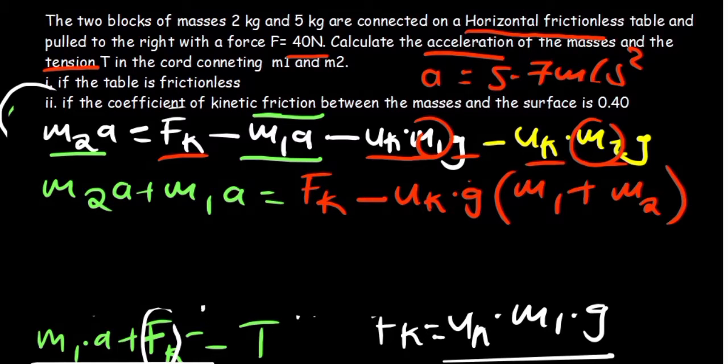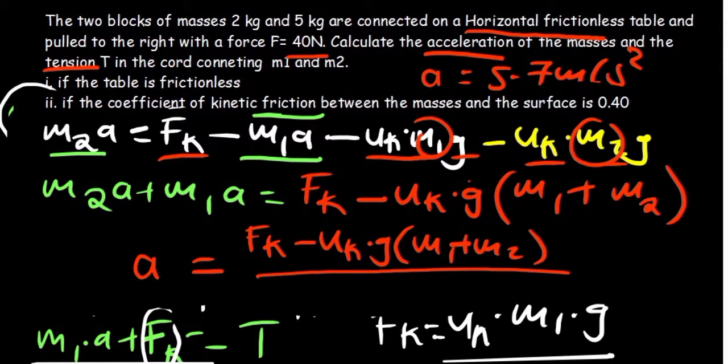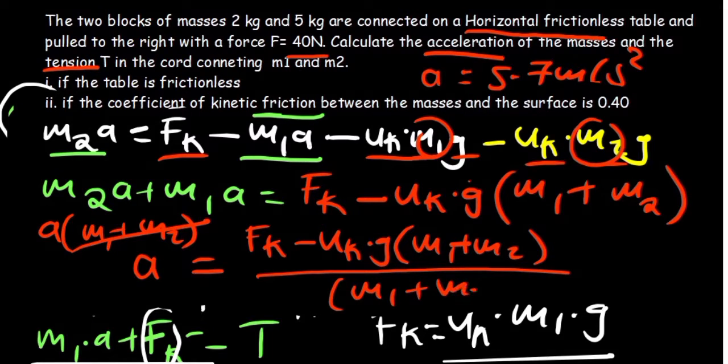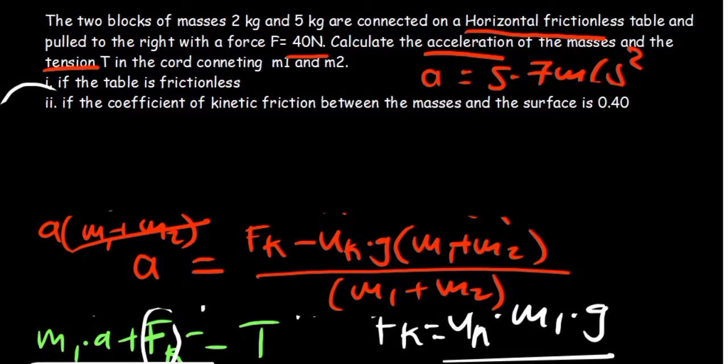Making our acceleration the subject, what do we have? Our a is going to be the force applied minus mu k g times m1 plus m2, divided by, on the left hand side, what we are factorizing is a. If you factorize a, what you remain with is m1 plus m2 in brackets. So we divide both sides by m1 plus m2. Basically that is the equation that we've come up with, and we can now substitute in and see the value that we're going to find for acceleration.